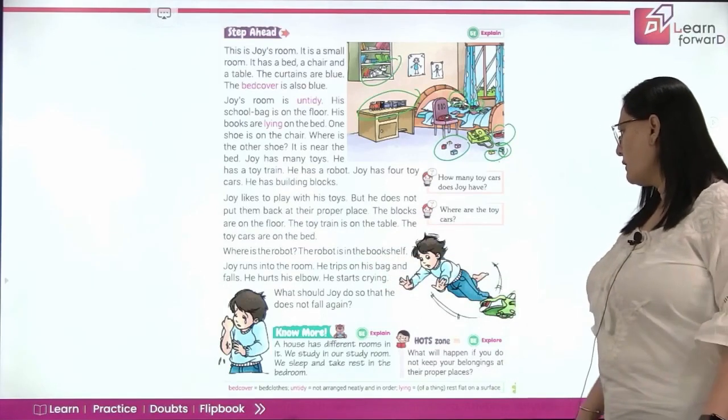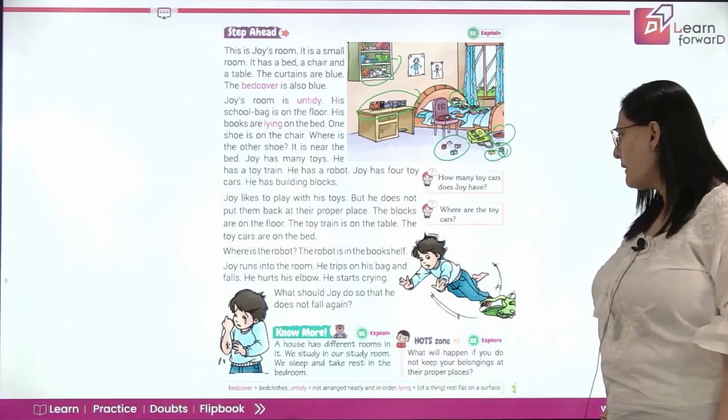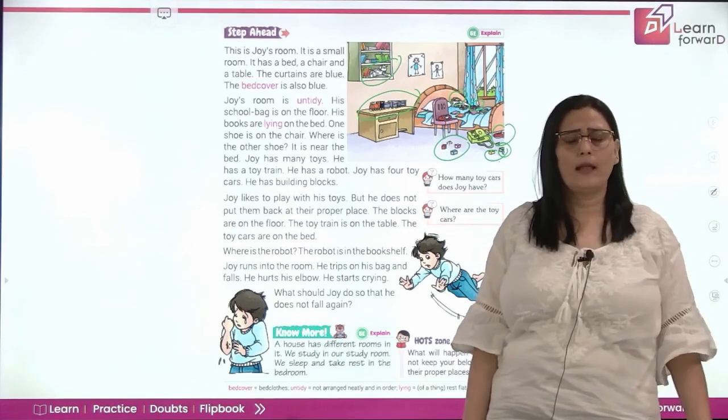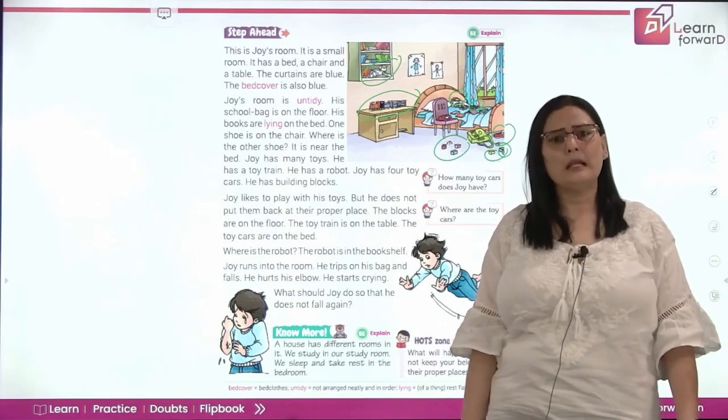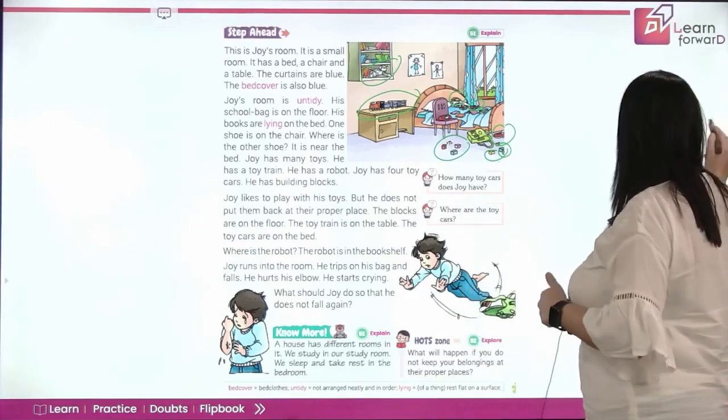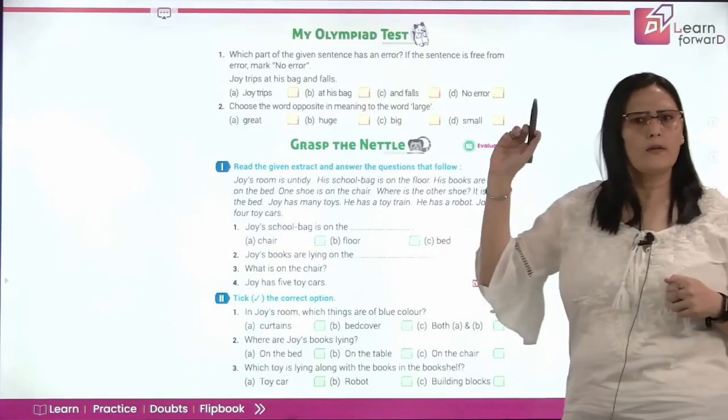What should Joy do so that he does not fall again? So what do you think he should do to avoid falling again? He should keep his room clean. He should keep all the things at the right place. So that was a short story.